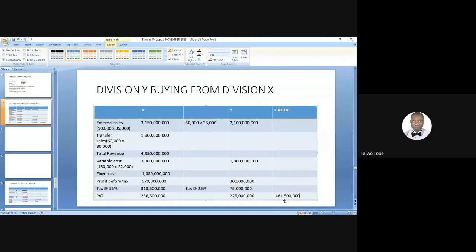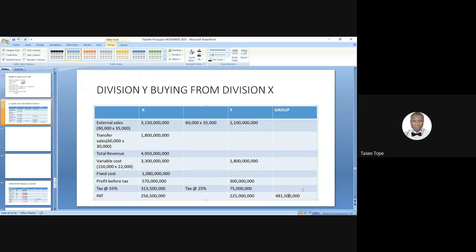I think this is correct, right? Yes, sir. 451. Okay. 451. 481. 481,500. Okay. Fine. I want to be very sure. So this is division X buying from division Y buying from division X.